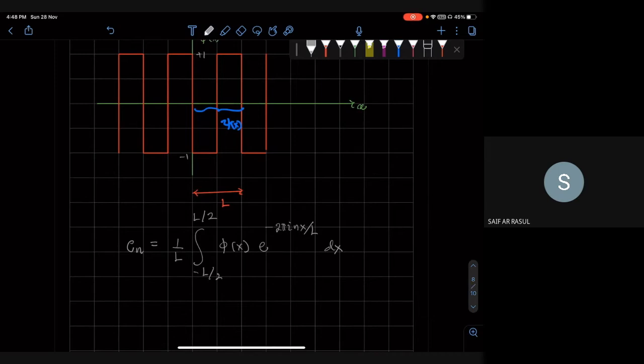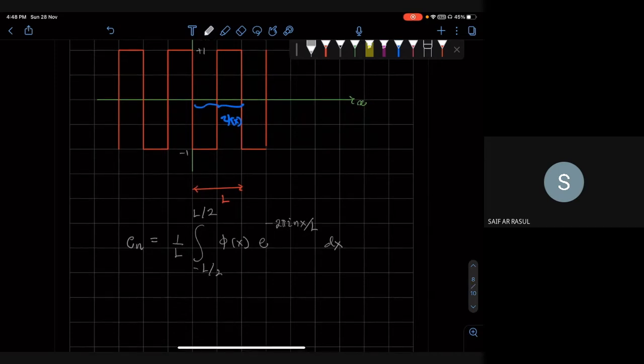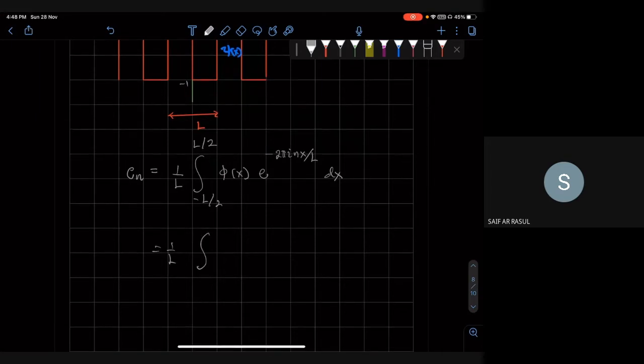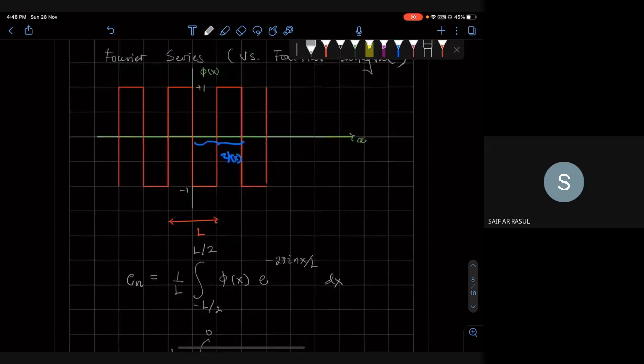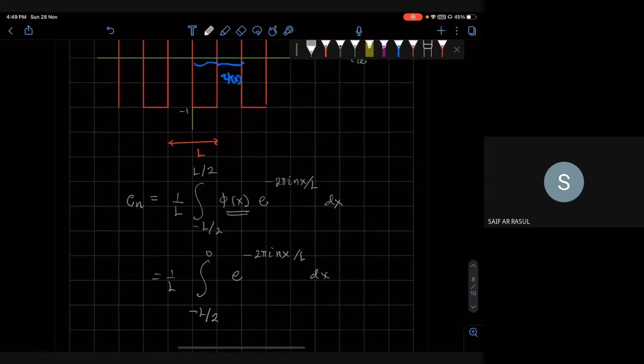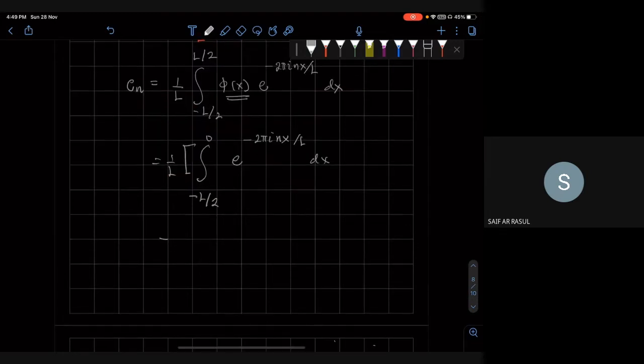Okay, so essentially then what I'm doing is I'm taking this as the period, right? Okay, so what we have is 1 over L, and my integral is from minus L/2 to 0. In that region, the integrand, this guy, is plus 1. So I have e to the power minus 2 pi i n x over L dx, and then minus, keep that in bracket, the integral from 0 to L/2 of e to the power minus 2 pi i n x over L.